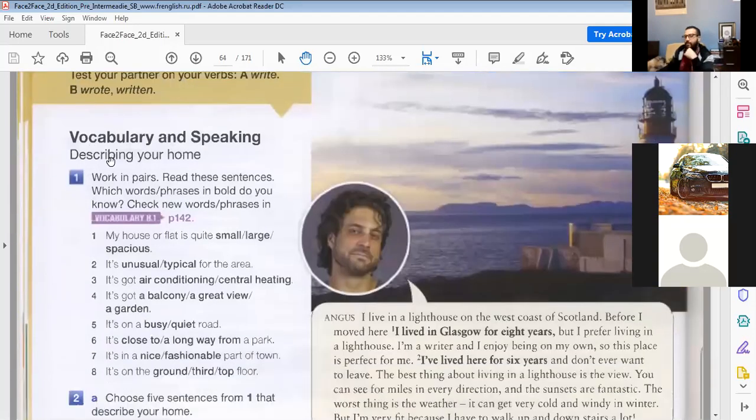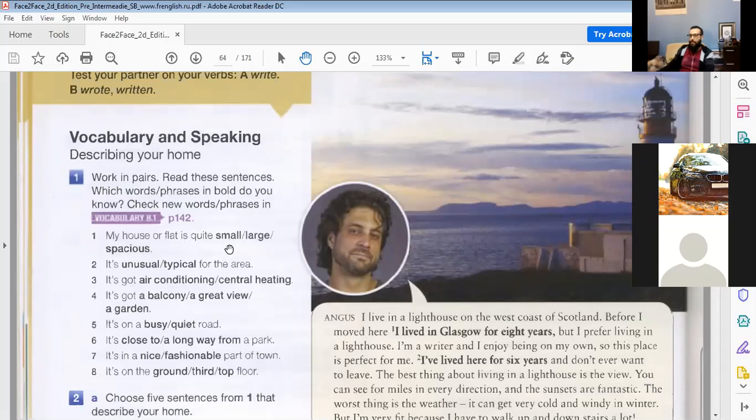So number one, here we have some words to describe your home. So describing your home. It says here, read these sentences, which words, phrases in bold do you know? And check the new words and phrases in the summary in page 142. But let's start. So number one, my house is quite small. My house is quite large. My flat is quite spacious.